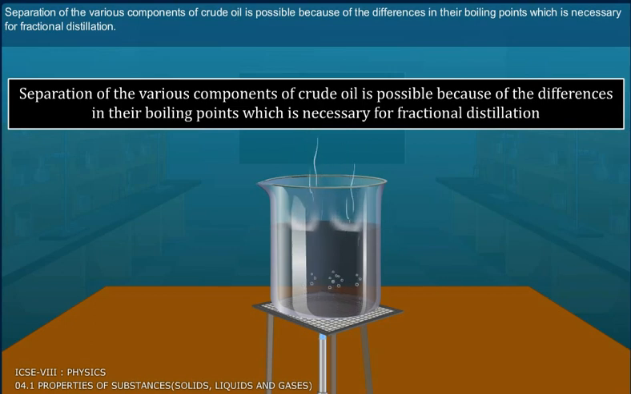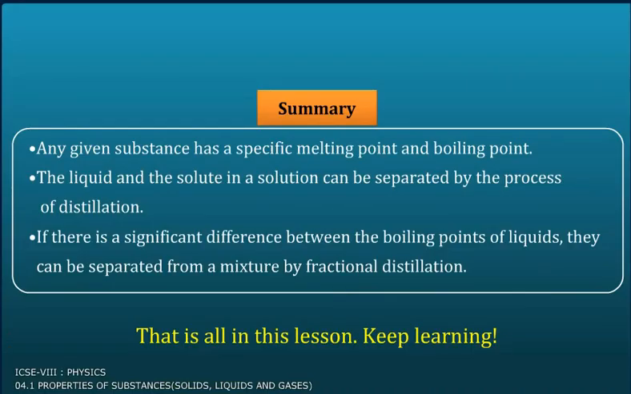Any given substance has a specific melting point and boiling point. The liquid and the solute in a solution can be separated by the process of distillation. If there is a significant difference between the boiling points of liquids, they can be separated from a mixture by fractional distillation. That is all in this lesson, students.